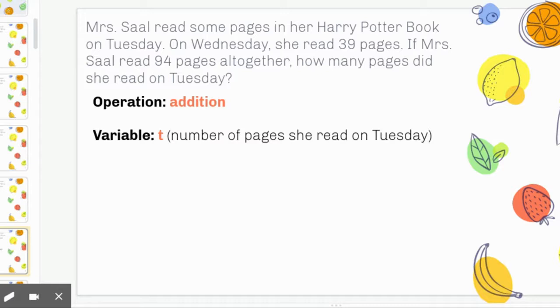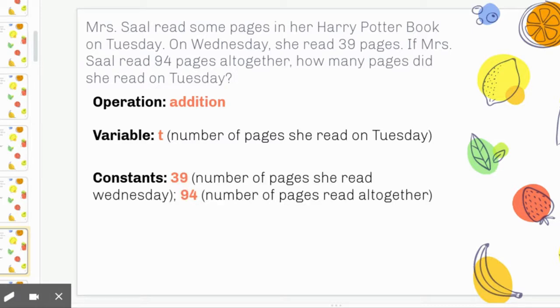which is going to represent the number of pages she read on Tuesday. In order to write our equation, the next thing we need to decide on are the constants. The constants, remember, are the values that you do know. And in this case, we know 39, which is the number of pages she read on Wednesday, and 94, which is the number of pages read altogether. The last step in writing any equation is to actually take the variable and the constants and the operation we decided on and write our equation.